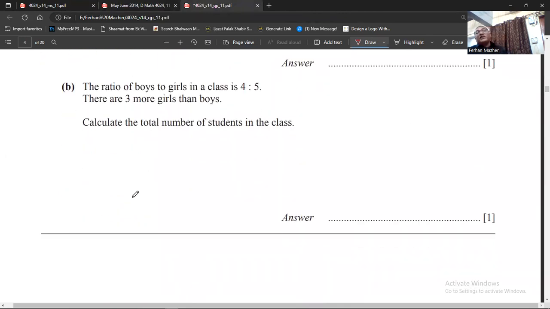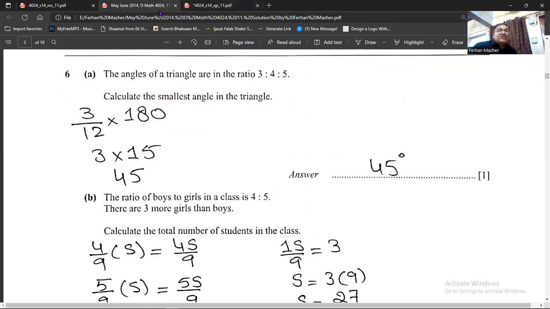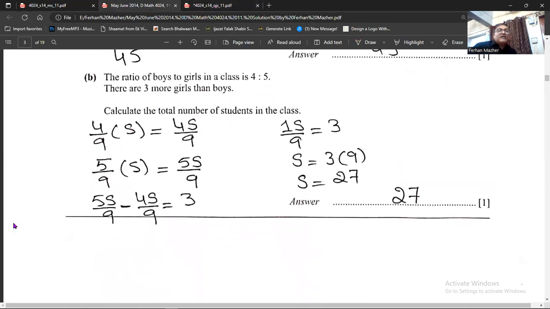Question number 6, B part. The ratio of boys to girls in a class is 4:5. There are 3 more girls than boys. Calculate the total number of students in the class. So 4 is boys, 4 by 9 into the total students, that is 4S by 9. The girls will be 5 by 9 of the total students, that will be 5S by 9.